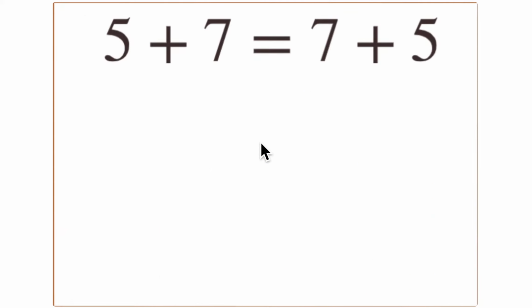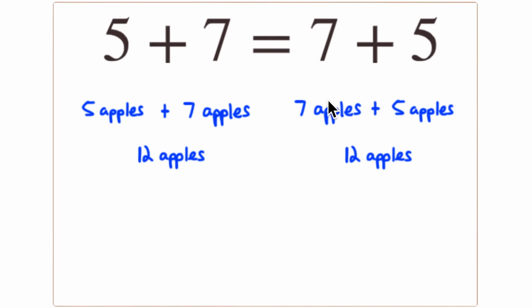For the first one, 5 plus 7 equals 7 plus 5. This does show the commutative property of addition. If you walk up to a counter and you place 5 apples on the counter first, and then 7 apples second, you have placed a total of 12 apples on that counter. Now it looks different if you place 7 apples on the counter first and then 5 apples. You still have placed 12 apples on the counter, but it's a different problem.